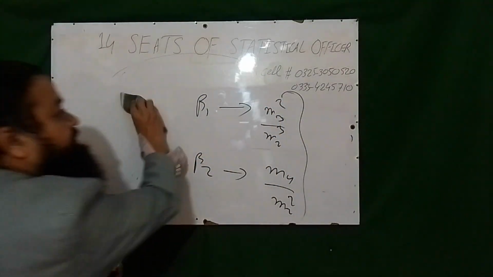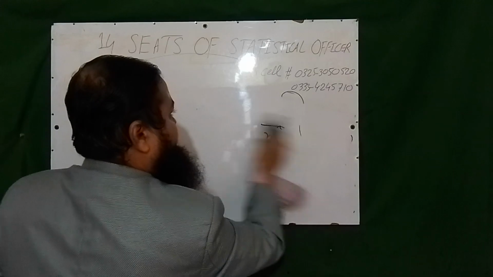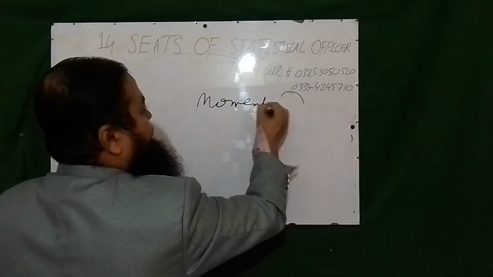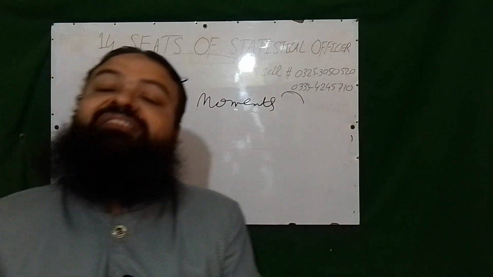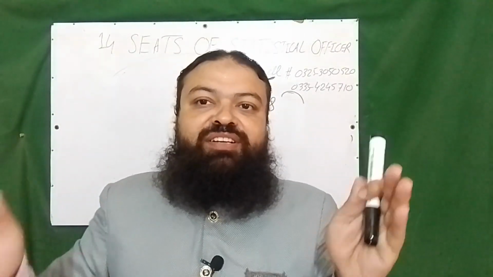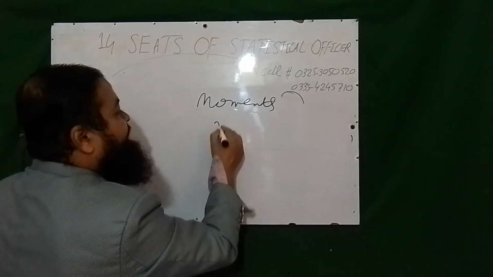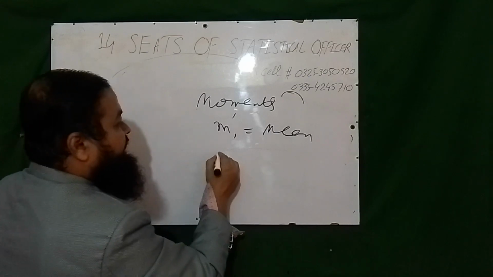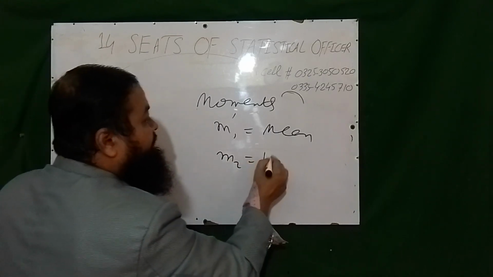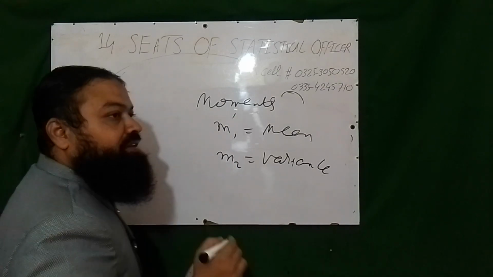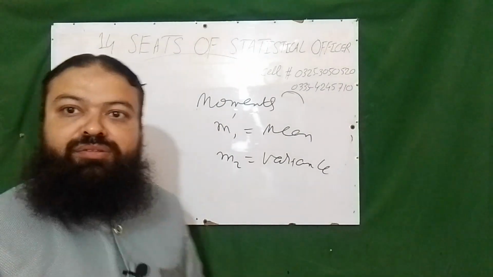And then the next one is moments. Moments are independent of origin but not scale. They are affected by multiply and divide, but they are not affected by plus and minus. First moment about origin is always equal to mean. Second moment about mean is always equal to variance. And for all orders, the first moment about mean, m1, is equal to 0.